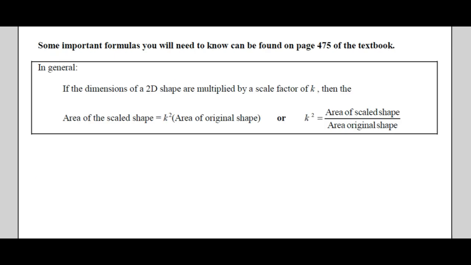In conclusion, some important formulas you will need to know. They can be found on page 475 of the textbook. If the dimensions of a 2D shape are multiplied by a scale factor of k, this is a linear scale factor. In other words, it's just making lines longer or shorter. Then the area of the scaled shape is k squared times the original shape, or k squared is equal to the area of the scaled shape divided by the area of the original shape.